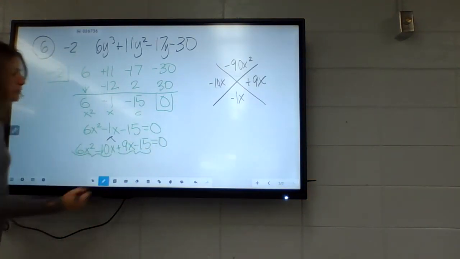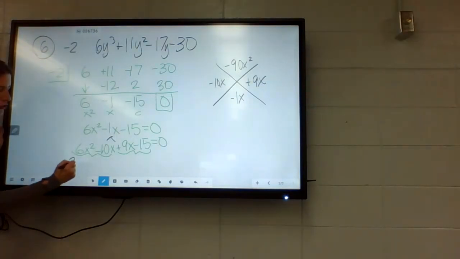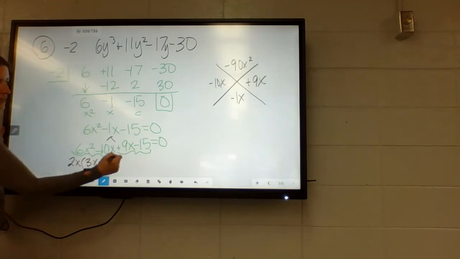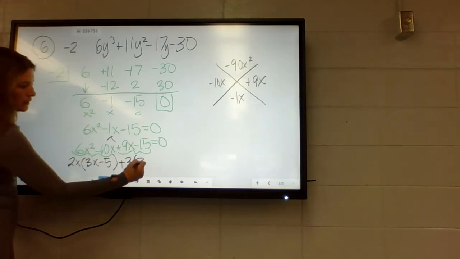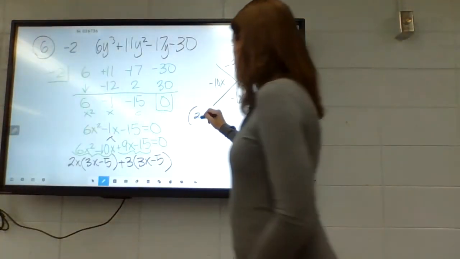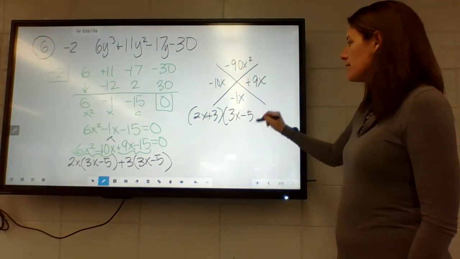So know that you still need to know how to factor this way, or factor somehow, so you'd be able to factor a polynomial like this one. We take out a 2x here. We can take out a 3 here. So my two factors end up being 2x plus 3 and 3x minus 5.